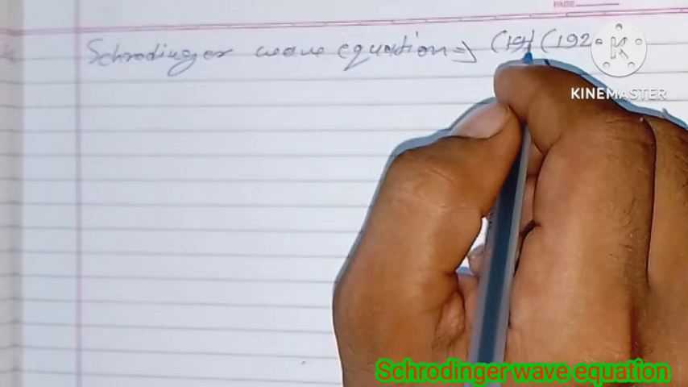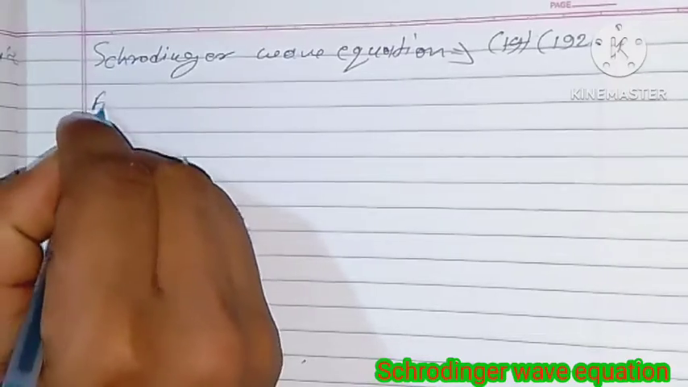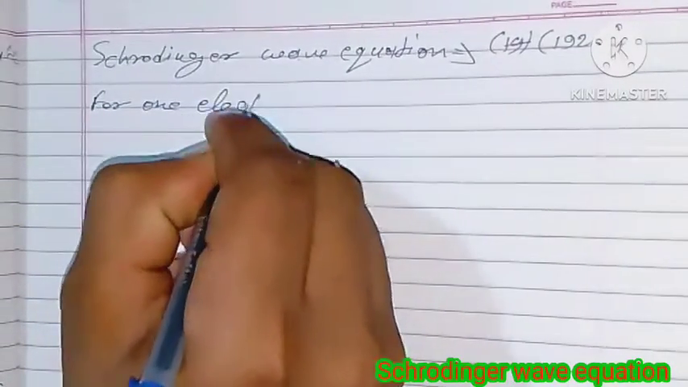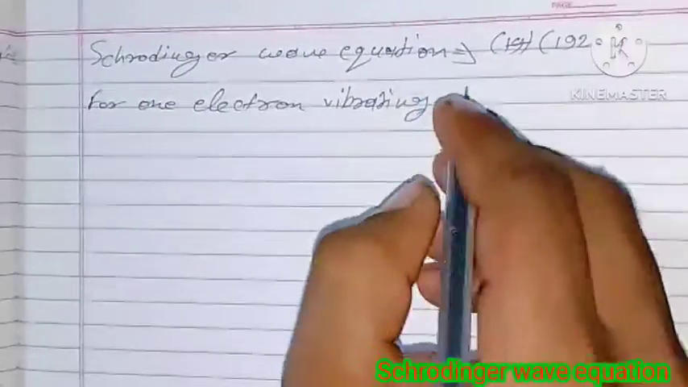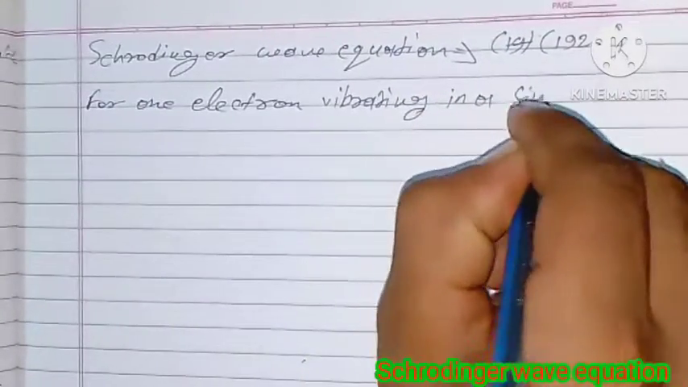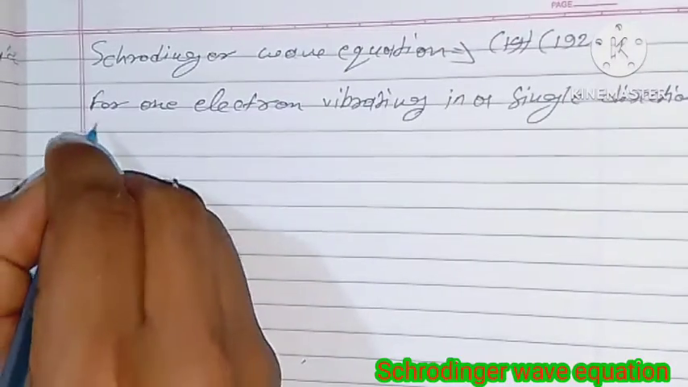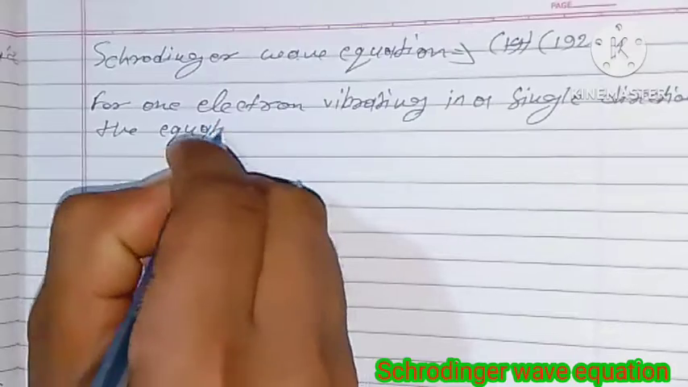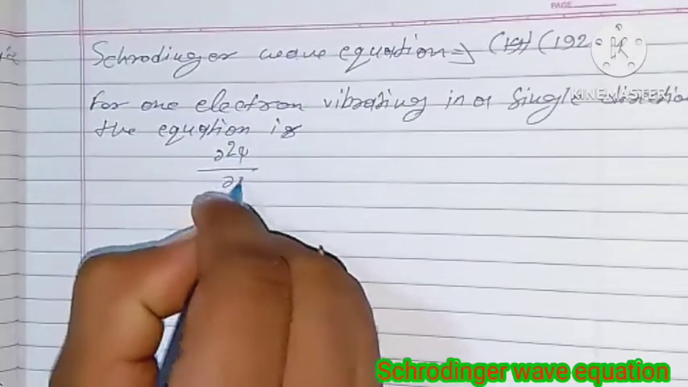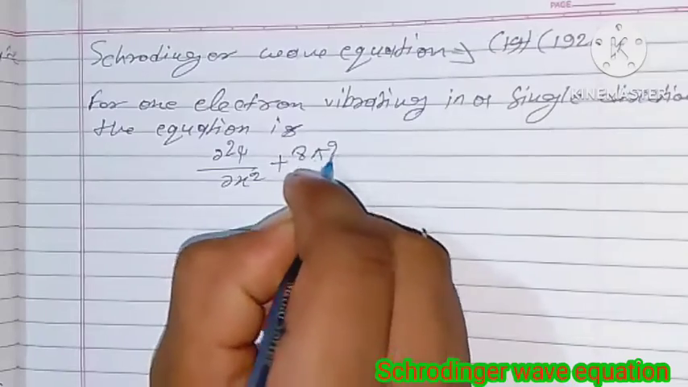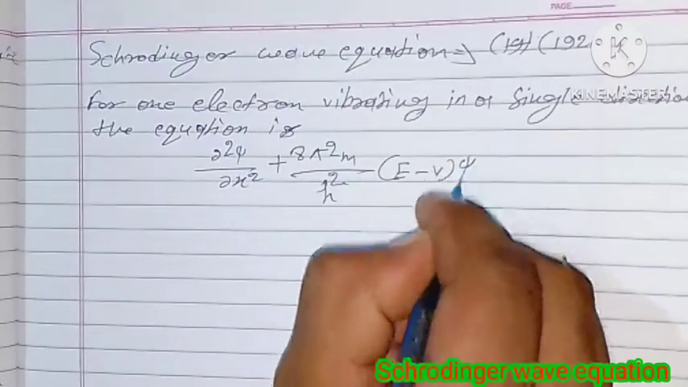For one electron vibrating in a single direction, the equation is given as follows: del square psi upon del x square plus 8 pi square m upon h square into (E minus V) into psi equal to 0.